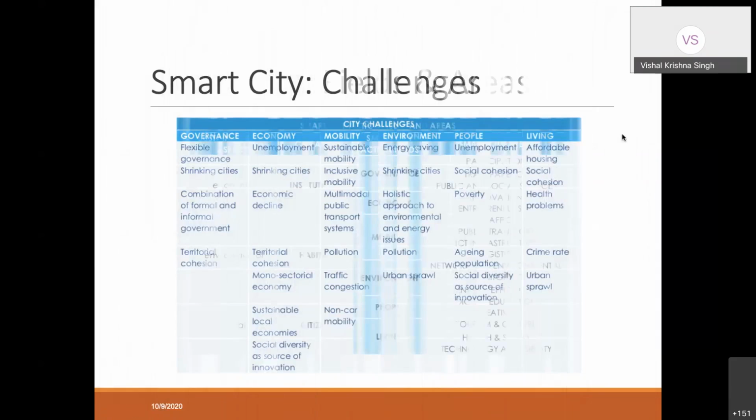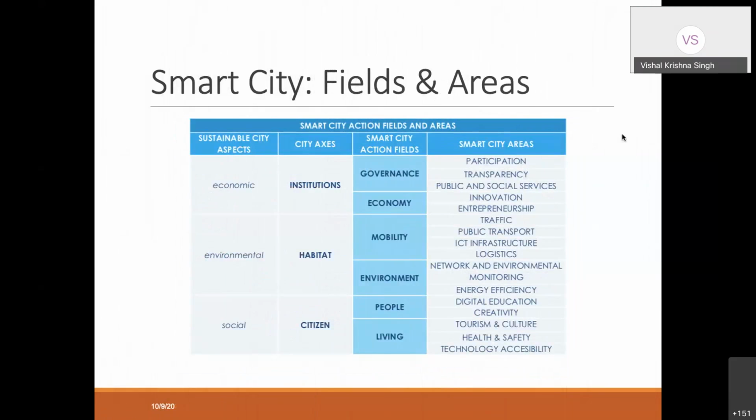as I was saying, the smart cities have different fields and different areas in which these enablers and these contributors can be applied. So, economic, the institutional, the habitat, and the citizen portion of the smart city is covered by governance, economy, mobility, and all these things. You can see that the smart city areas in which these can be applied are shown in this chart over here.